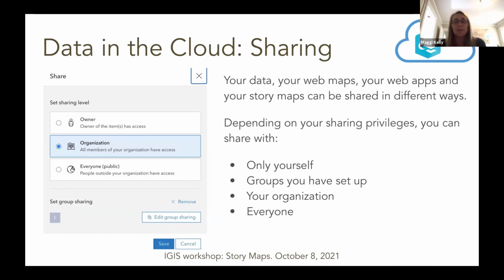And so Esri makes this really easy in ArcGIS Online. All your data, all your web maps, all your web apps can be shared in different ways. And if you want this to go out to the world, you need to make sure that your data and your web map and web app are shared to everyone. So you can restrict it so only you have access. You can restrict it so only groups that you are associated with have access. You can restrict it so that your organization has access, or you can open everything up to the public.